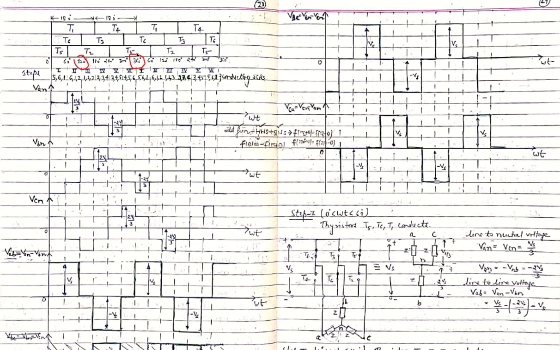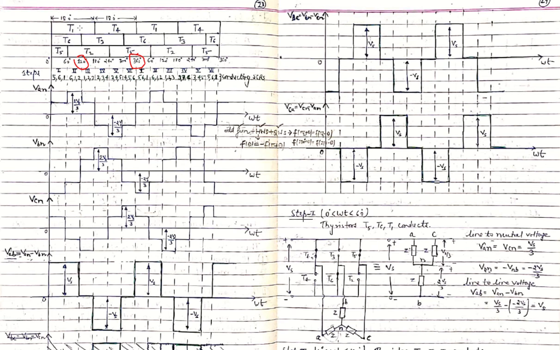So T5 will be conducting for a 180 degree duration, and after T5, T2 from the negative group will be conducting. So T5 then T2; this T5 is 120 degrees up to this 360 degree point, and again the remaining 60 degrees from the starting. So in this way, T1 and T4 form one arm, similarly T3 and T6 form an arm, and T2 and T5 form an arm.